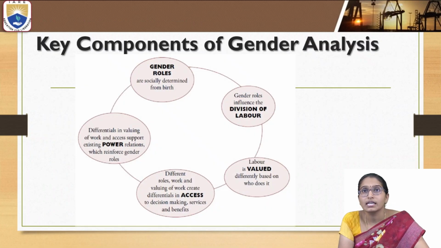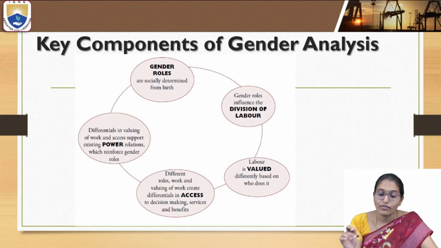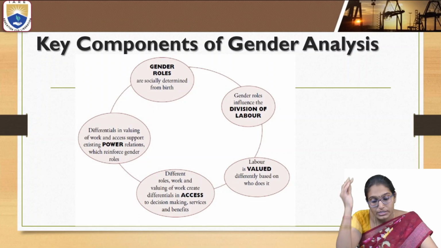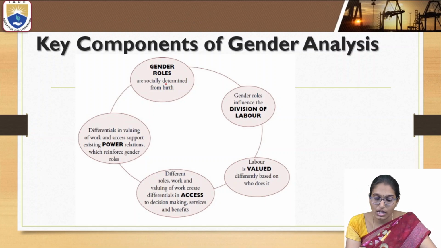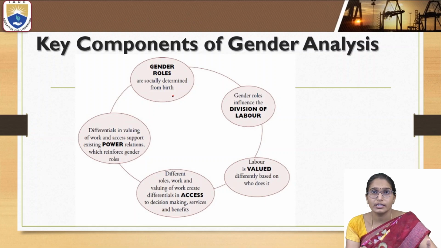So these are the key components of gender analysis. So what is to be carried out in the gender analysis? This is based on these 5 key components. So one is gender roles. Gender roles are socially determined from birth. This we have already discussed in the previous class. So based on the gender roles, as well as the division of labor, based on the gender, how the labor has been divided. So gender roles influence the division of labor.